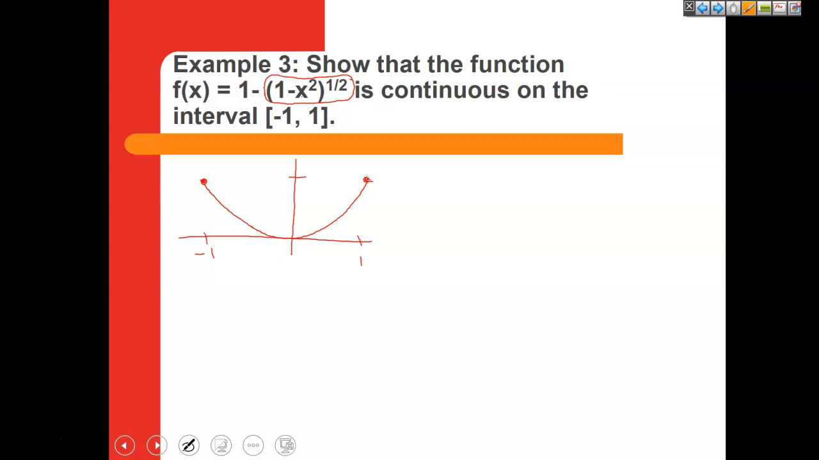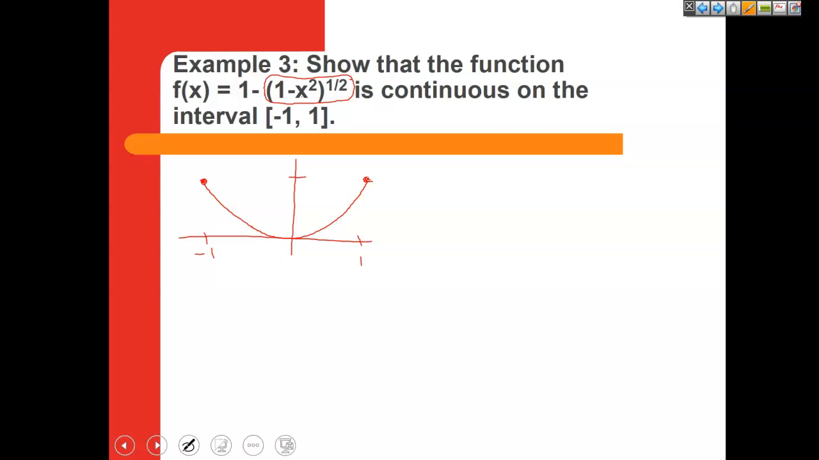So, is it continuous from -1 to 1? All of those points exist. Is it continuous beyond -1 and 1? Should I plug in 2? What happens if I plug in 2? We get a negative under that square root, which we know is non-real, it's imaginary.